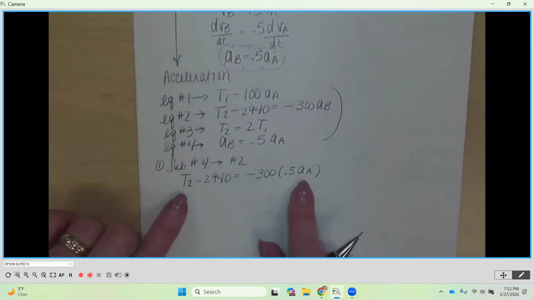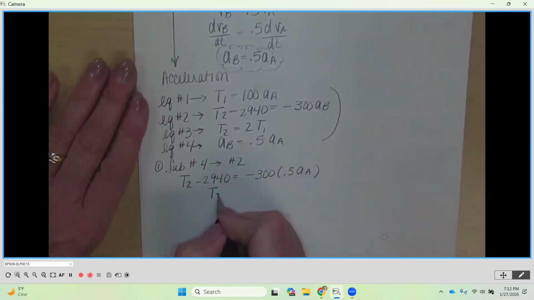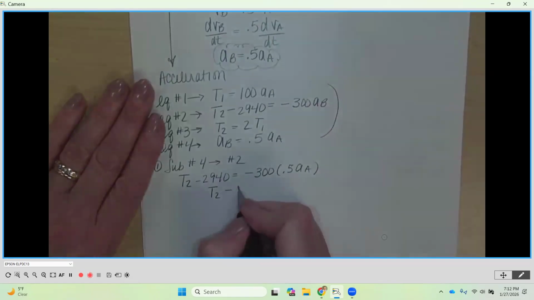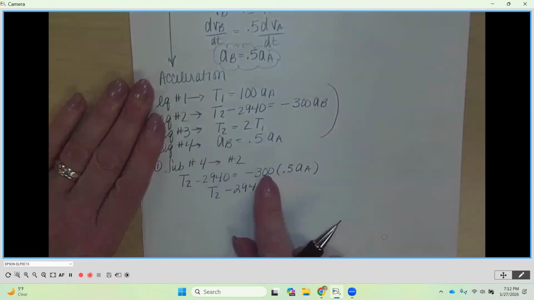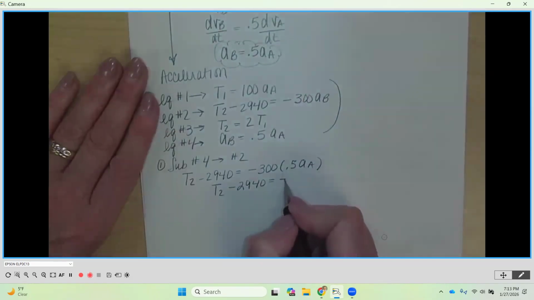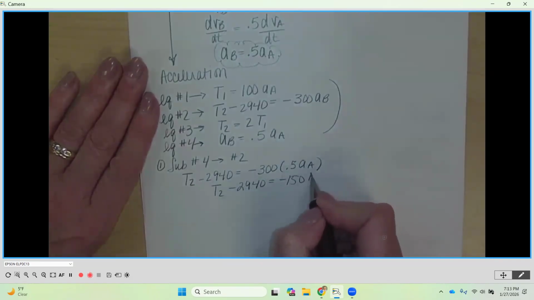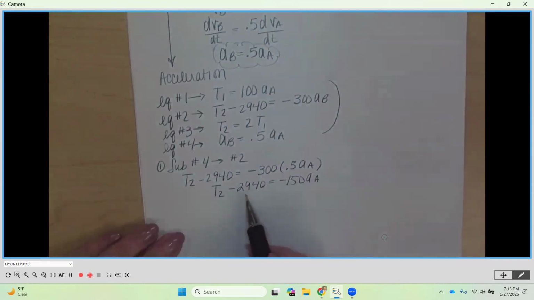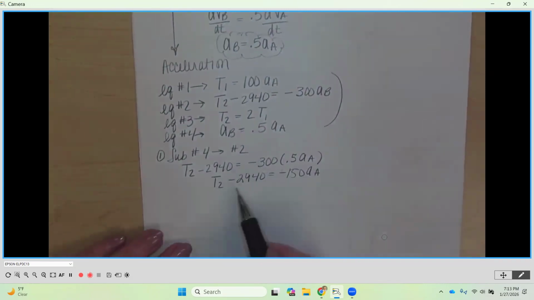So now, even though I'm still going to have 2 unknowns, I'm just going to rewrite this. This is going to be T2 minus 2940 is equal to negative 150 times the acceleration of A. Okay, and we'll sit here with this one. That's as far as we're going to go.